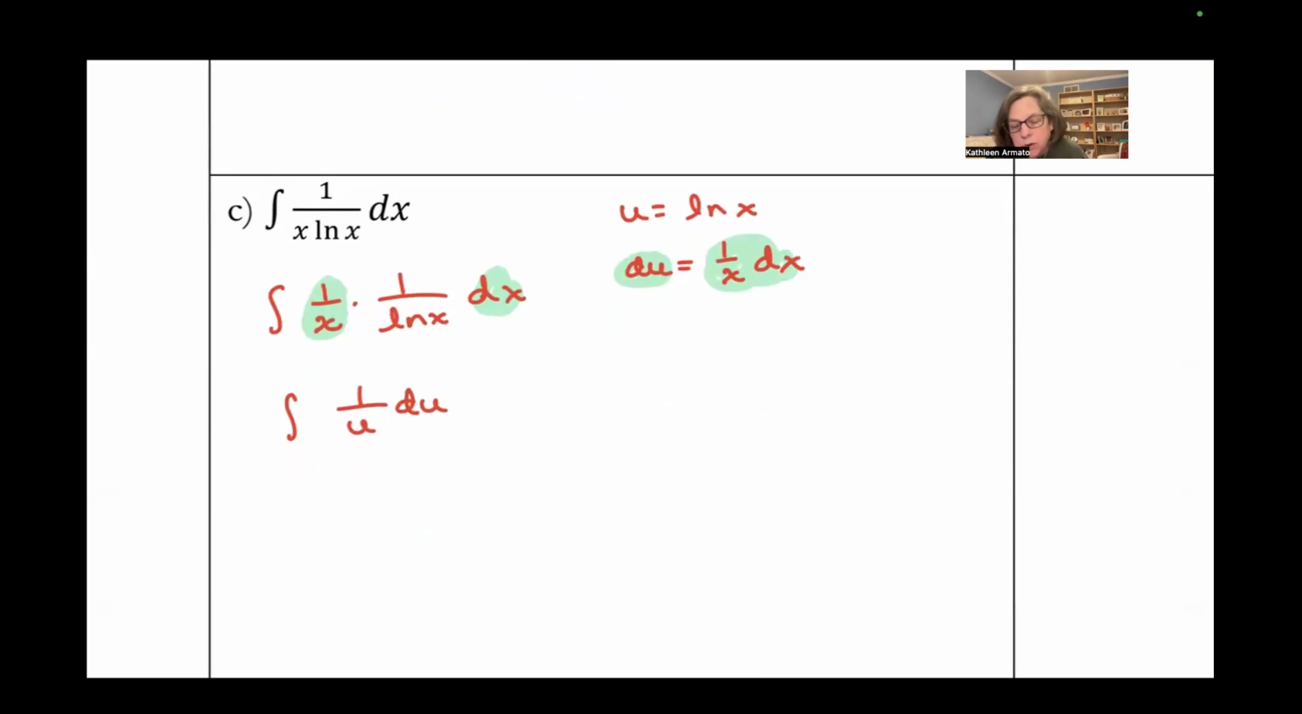And the integral of 1 over u is natural log of absolute value of u plus c. And then u is natural log of x. So there is my answer.